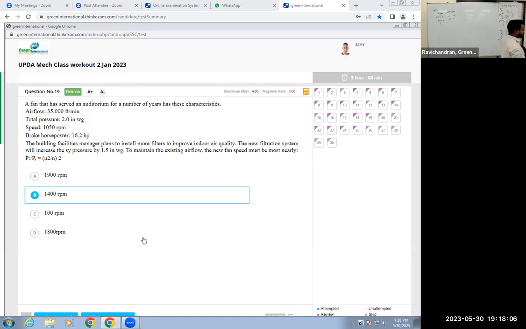So in the question, the P2, the new filtration system. A fan has served in an auditorium for a number of years with these characteristics. So the data are given. The building facilities manager plans to install more filters to improve the air quality. So a new filter system will increase the pressure by 1.5 in WG. So initially we have a pressure of 2 in WG, and if it is increased, 1.5 plus the initial pressure 2 is equal to 3.5 in WG.